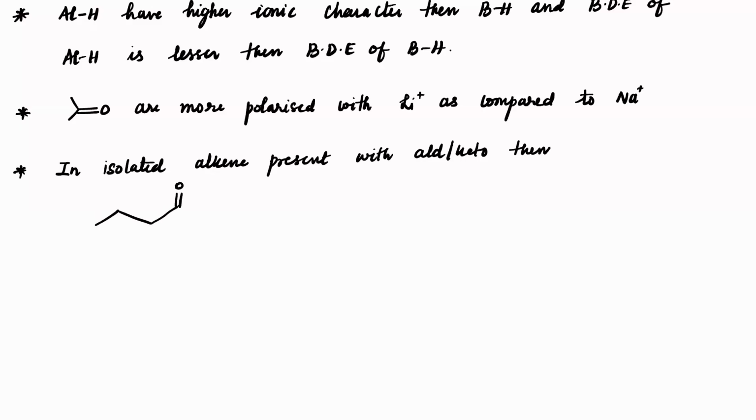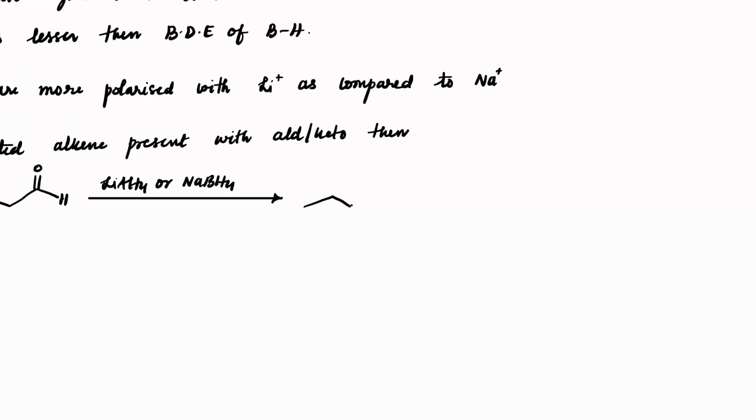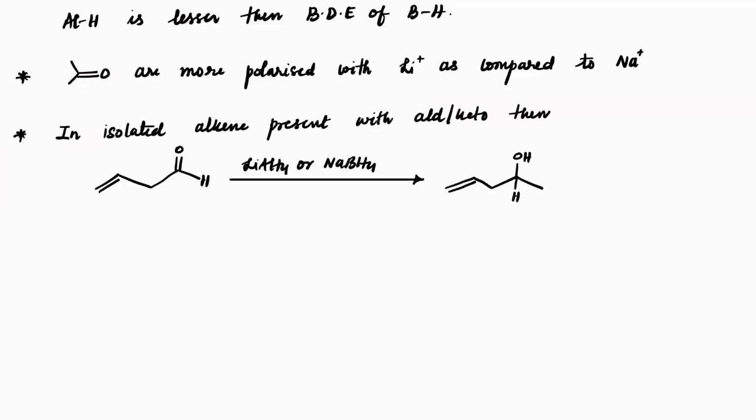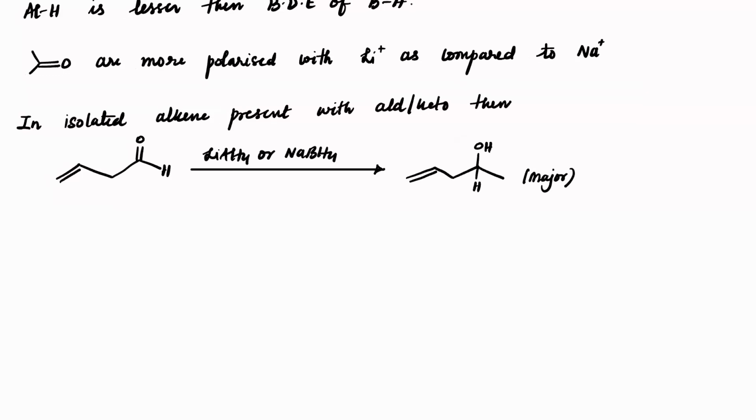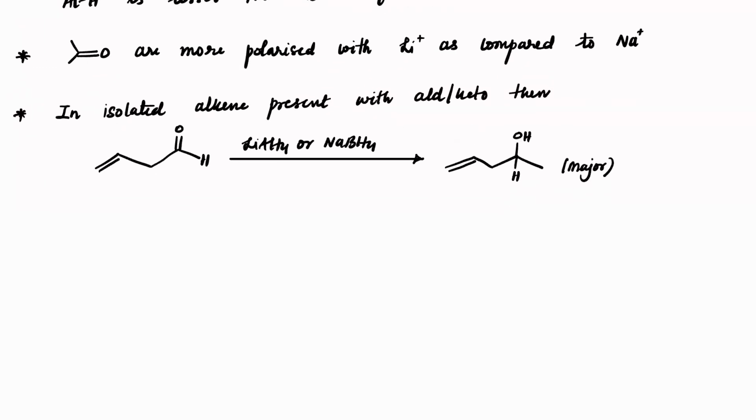Suppose I have a double bond, O and H here, and a double bond here. Whether we take lithium aluminum hydride or NaBH4, in both cases the double bond is not disturbed. You'll get only OH and H, and the double bond will remain. So it does not make any impact on the double bond. So this is a major product. Got it? Keep that in mind. So the double bond won't get disturbed in this case.